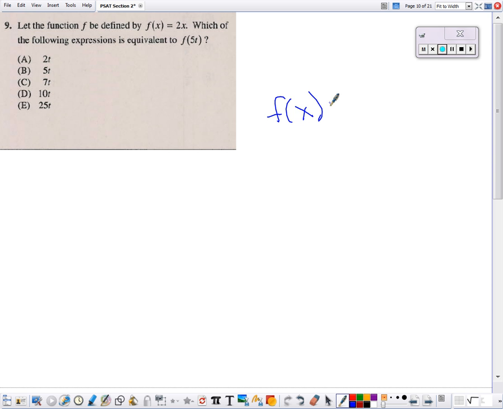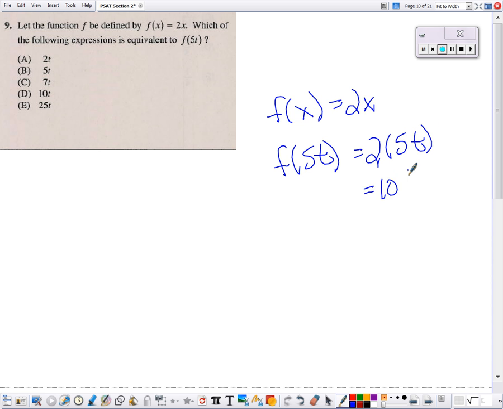f of x is 2x, so finding f of 5t means replace anywhere there's an x with 5t. And then we will simplify, and that's 10t.